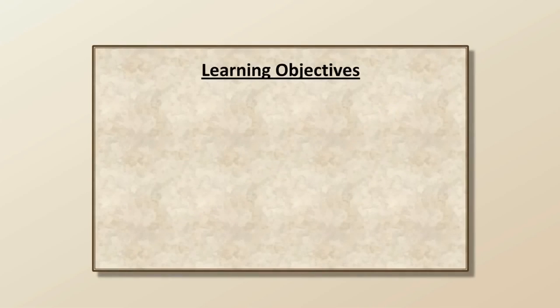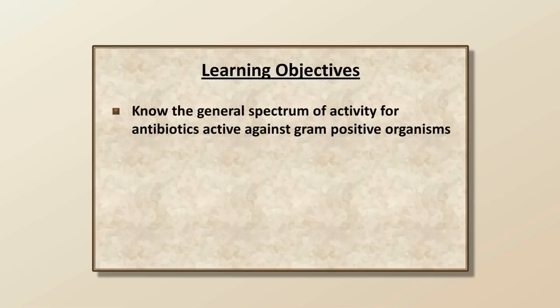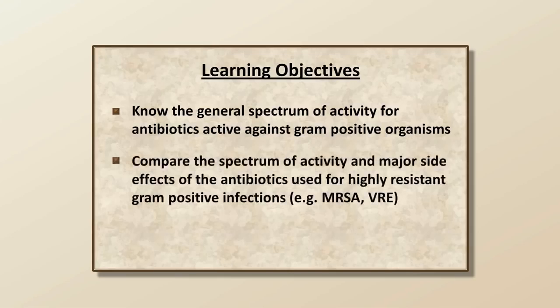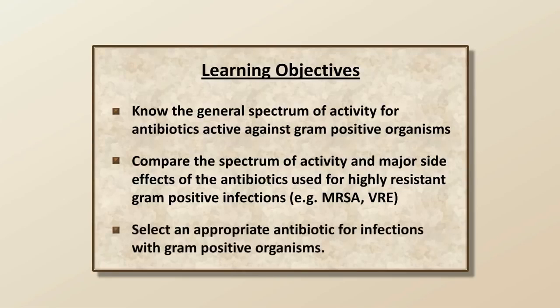The learning objectives are first, to know the general spectrum of activity for antibiotics active against gram-positive organisms. Second, to be able to compare the spectrum of activity and major side effects of the antibiotics used for highly resistant gram-positive infections, that is, methicillin-resistant Staph aureus, or MRSA, and vancomycin-resistant Enterococcus, or VRE. And third, to be able to select an appropriate antibiotic for infections with gram-positive organisms.